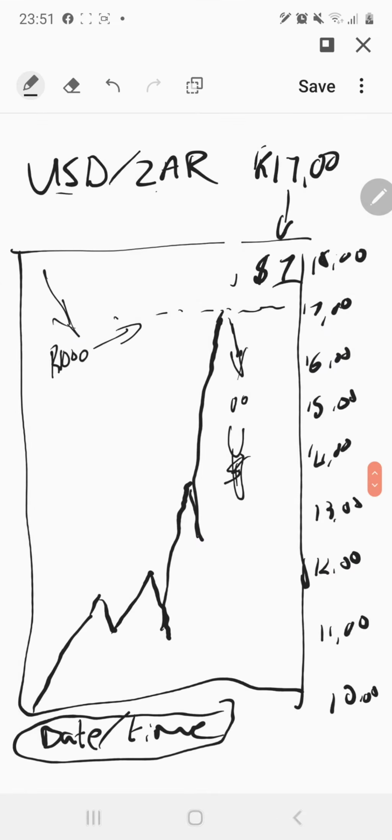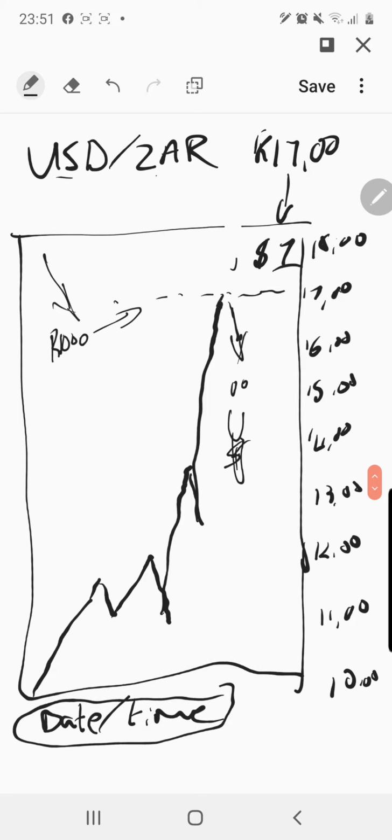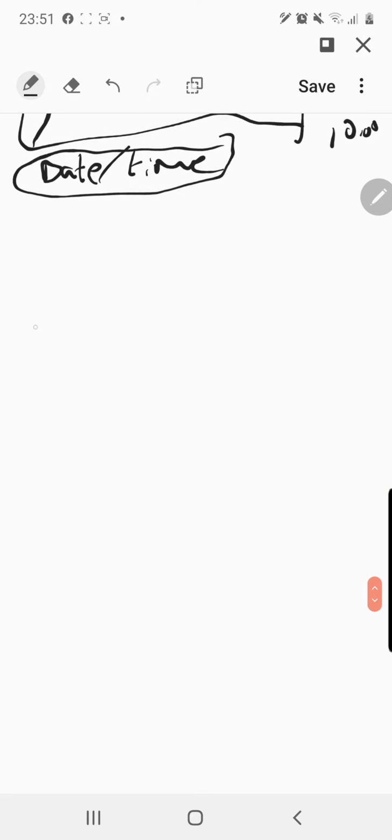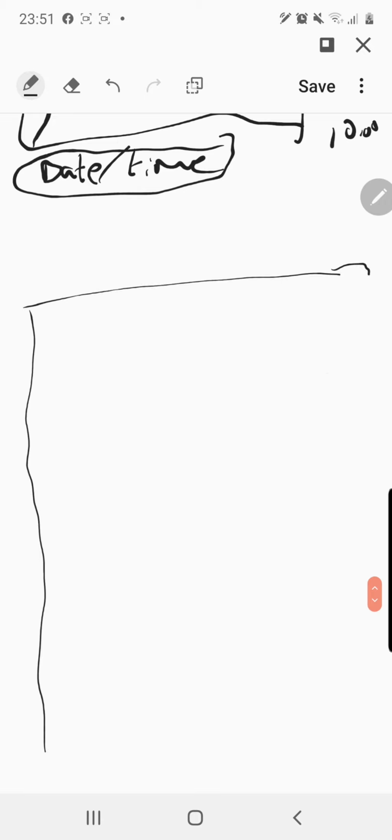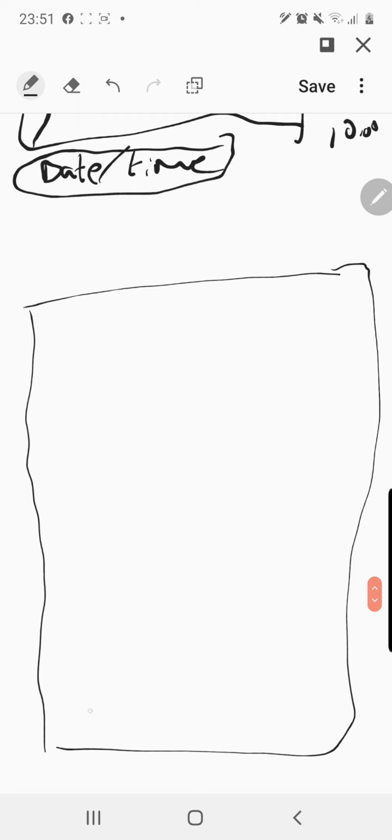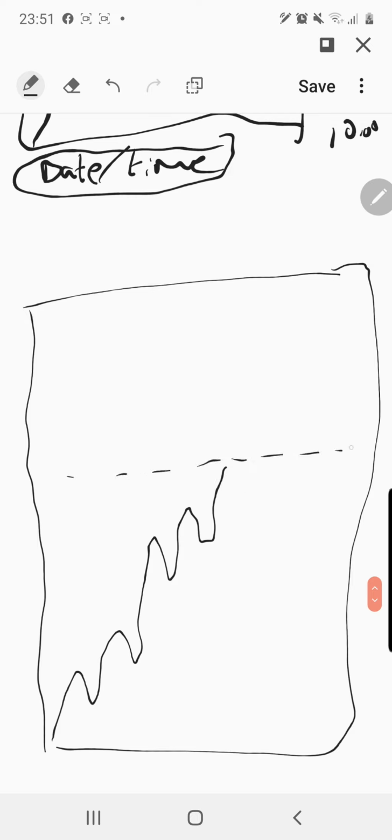But the difference here is you do not risk your full money. And let me show you how you actually make money without gambling. So remember I said at any point in time, you'll have a chart, right? And this chart is basically representing where price was previously and where price is currently. So here at the end is where price is currently. And let's say it is currently at 17 rand to the dollar.